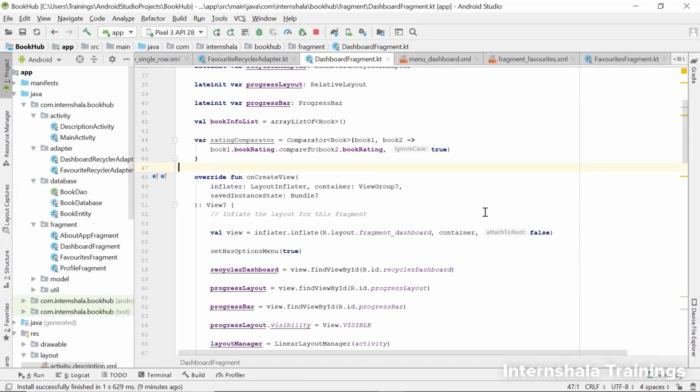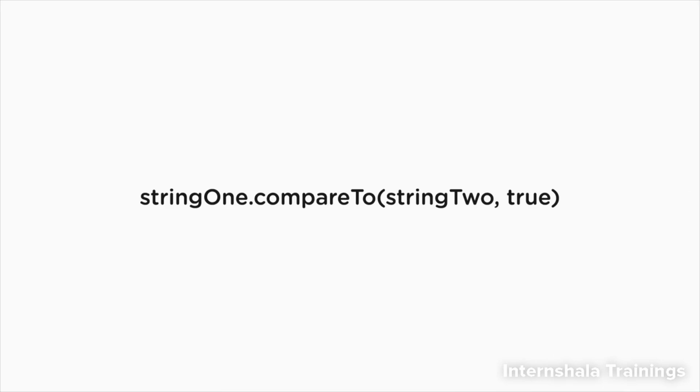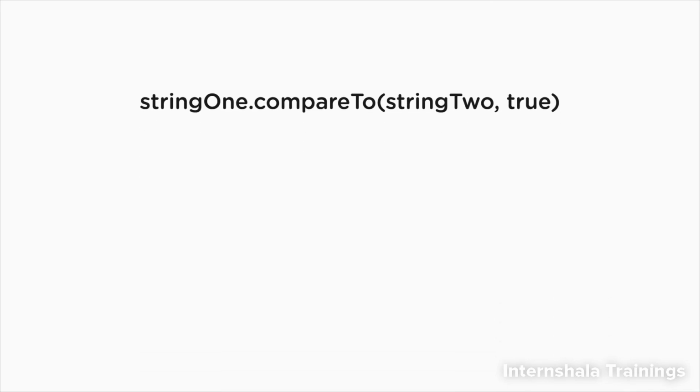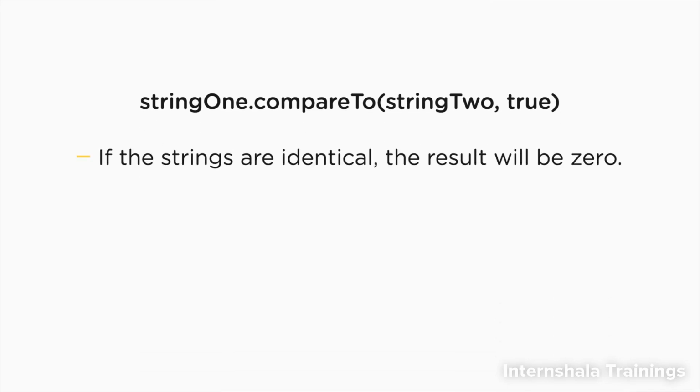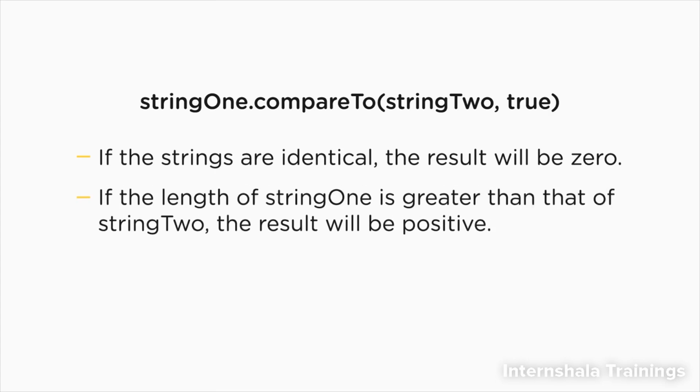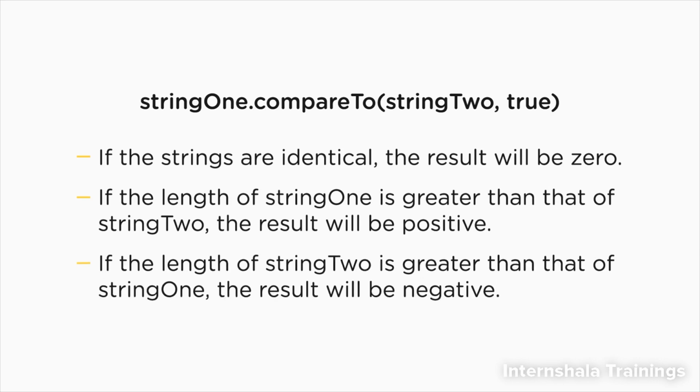Now let's understand how this function works. So this is the syntax that we have used for the rating comparator. 3 cases can happen here. If the strings are identical, that is, in our case if the rating of book1 is identical to the rating of book2, the result will be 0. If string 1 has length greater than string 2, that is, if the rating of book1 is greater than the rating of book2, then the result will be positive. But if the length of string 2 is greater than that of string 1, that is, if the rating of book2 is greater than that of book1, then the result will be negative.